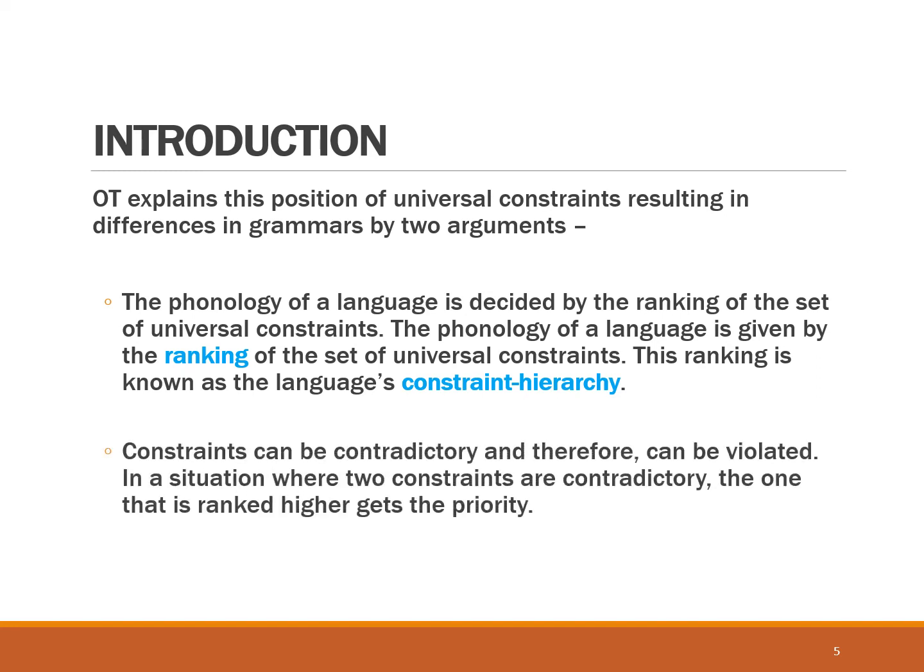The next argument is that constraints can be contradictory and therefore can be violated. We already noted in the second video that constraints are universal, but they can be violated in a language-specific way. In a situation where two constraints are contradictory, the one that is ranked higher gets the priority. So a language cannot violate a constraint which has a higher ranking than the others.